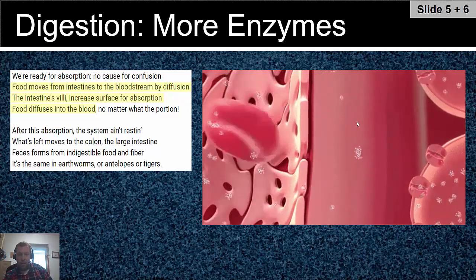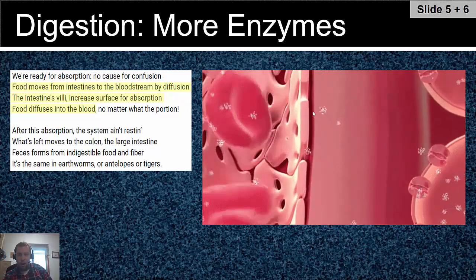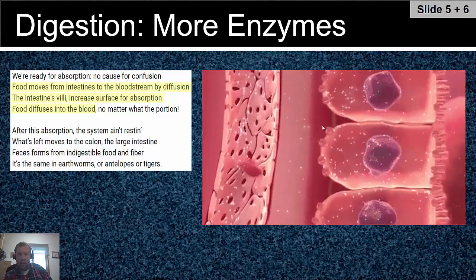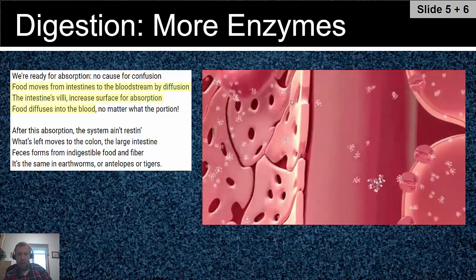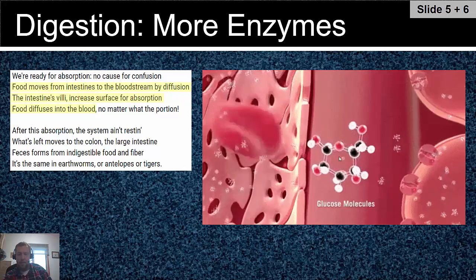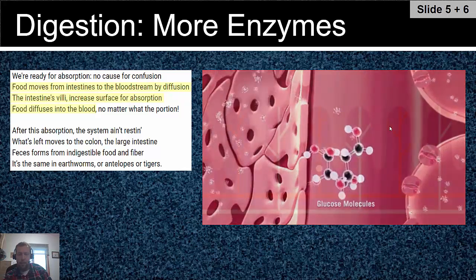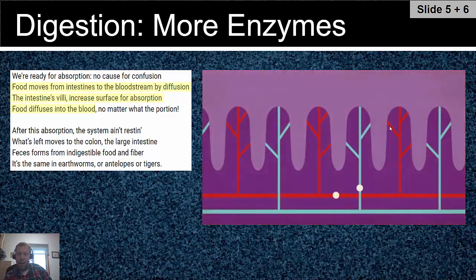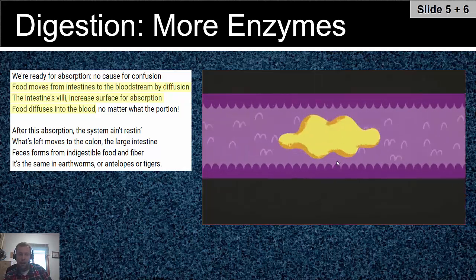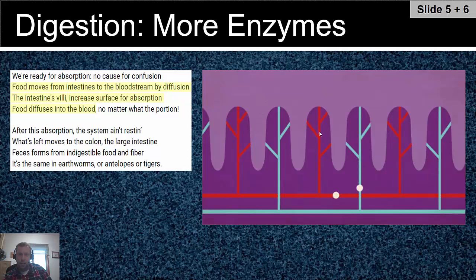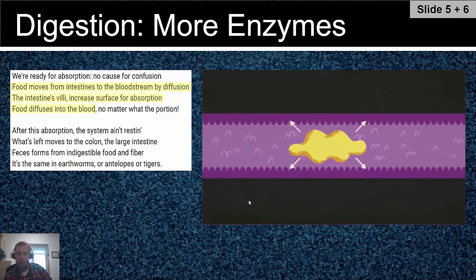And here's a close-up view of that. This would maybe be the glucose molecule, I think, going into your bloodstream from all the villi. Here's a diagram of that happening too. So these would be veins, those would be capillaries. The monomers get into your villi, and then now they're in your bloodstream.